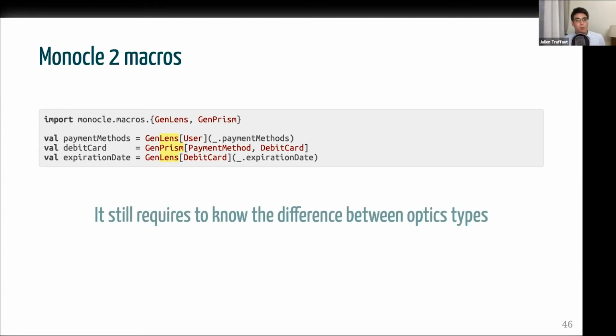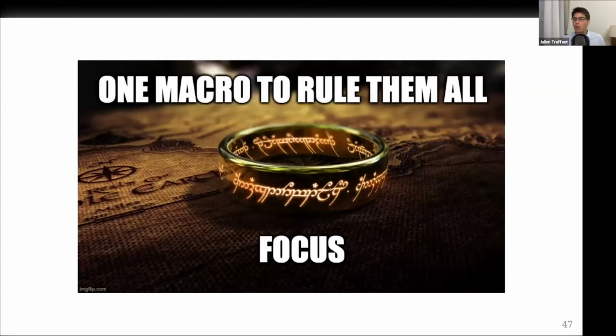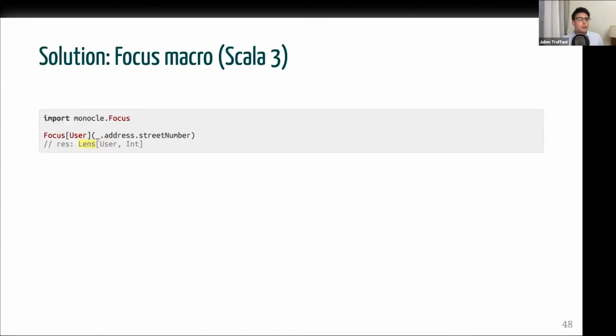So for the next version of Monocle, we had an idea to create one macro to rule them all, and we called it focus. Focus is going to work very similarly to GenLens. You first specify the type you want to start your optic from. In this case, you want to start from a user, and then you define a path within your data structure. So you can say .address, .streetNumber. And your IDE will support code completion out of the box. In this case, it will generate a lens. As an end user, you don't need to know that it's a lens. The compiler and the library will tell you that, and you can just use the methods available on lenses.